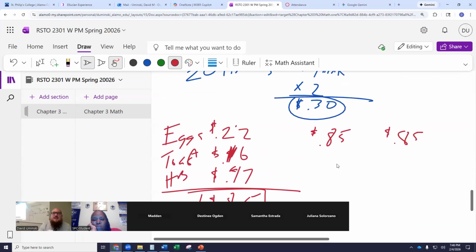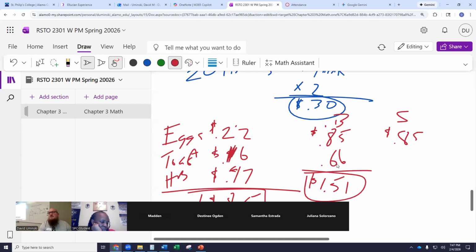We have bacon and sausage. So bacon was 66 cents, right? So $1.51 to make my breakfast plate with bacon. And it was 30 cents with sausage. So that is $1.15. Okay.